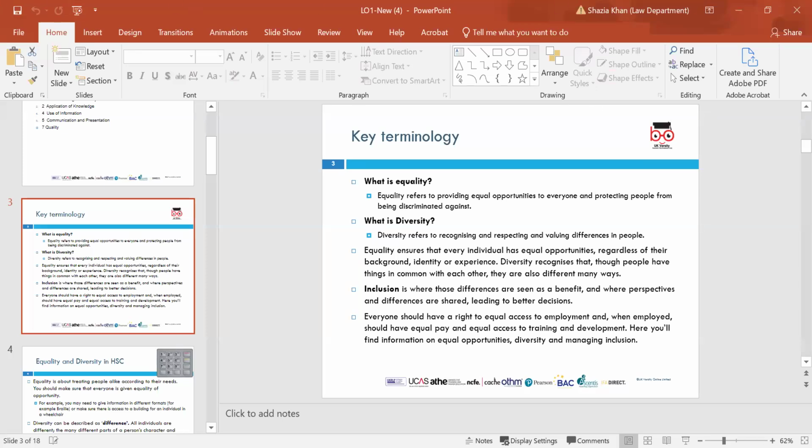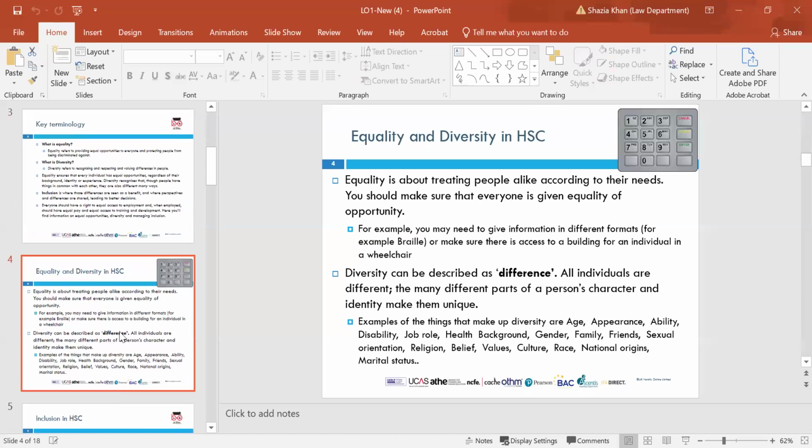Everyone should have the right to equal access to employment, how they're employed, pay, and equal training. So they must have equal elements of diversity and equality. So, diversity and equality within the healthcare sector. And this is where I expect something from you lot as well, because you work within the healthcare sector. So can you tell me how equality and diversity affects your lives within the healthcare sector?